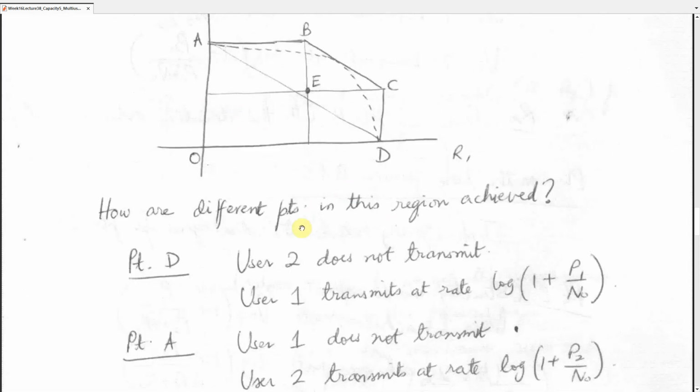It means that the two users share the time. If we have a point in the middle, it means they equally share the time. If we have a point here, it means that user 2 would be using most of the time. If we have a point on the lower side, it means user 1 would be using most of the time.